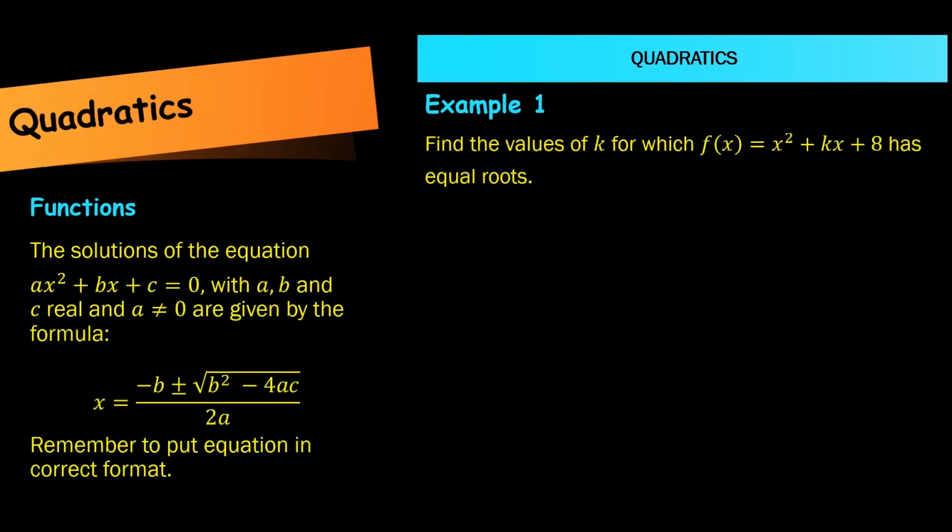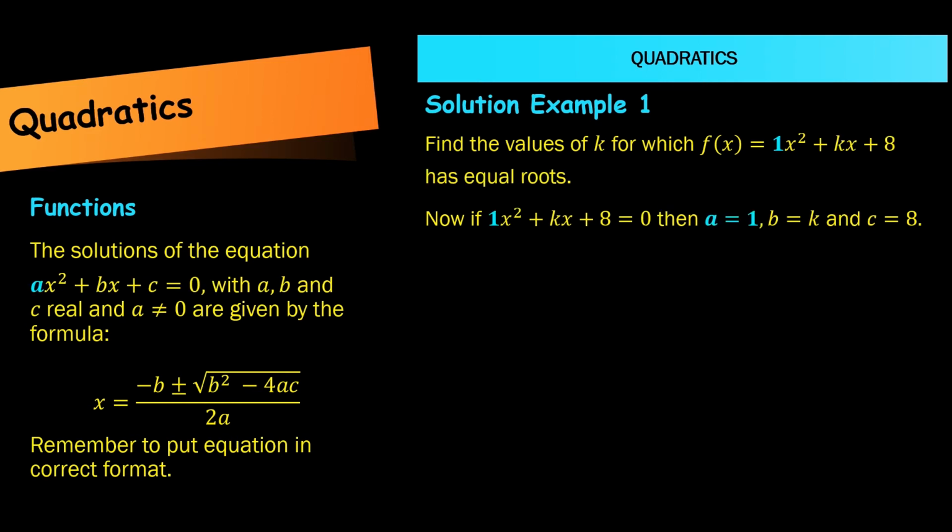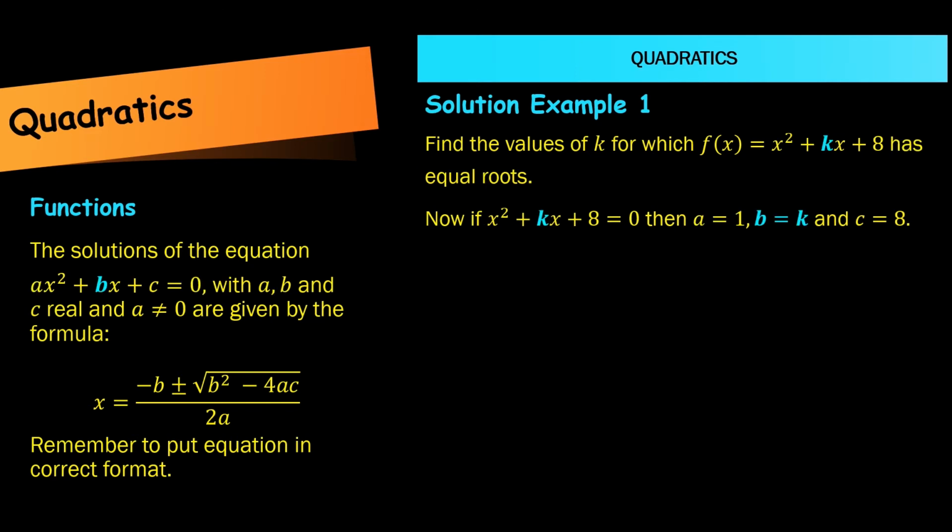Now take a look at an example. Pause the video and have a go. Press play when you're ready to view the solution. So if we have that x squared plus kx plus 8 equals 0, then a equals 1, b equals k, and c equals 8, as shown.